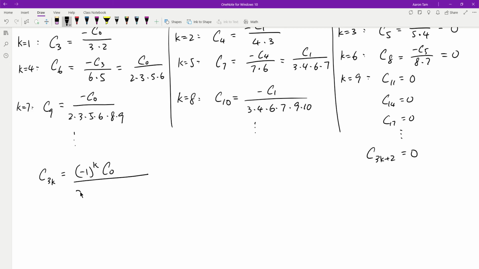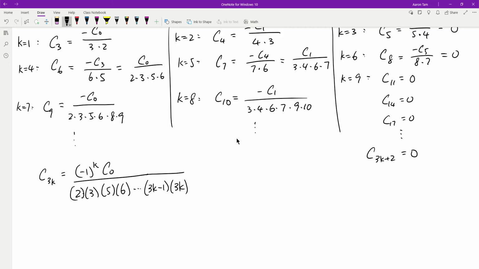And the bottom would be 2 times 3 times 5 times 6 times dot dot dot. I just have to figure out how to generate these two terms. They're actually pretty simple. It will be 3k minus 1 and 3k. Notice that this 9 matches this 9. Therefore, if I use 3k, I match the 3k, and then the one before that would be 3k minus 1. That gives you this term.